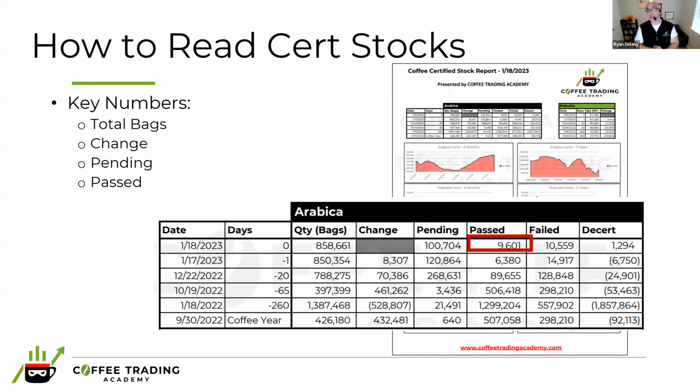Now, more recently, that pass rate has declined and it's moved the other way. Now it's more like a 30% pass rate. So now people are becoming concerned again. They're saying, oh, actually, even though there's 100,000 bags pending to become new certified inventory, the pass rate is very low. So we are doubting that much of this is actually going to become new inventory.